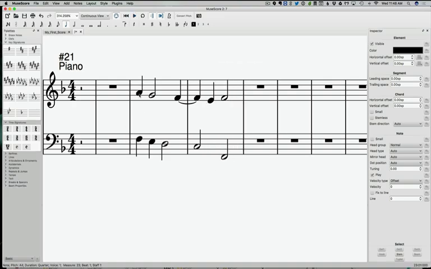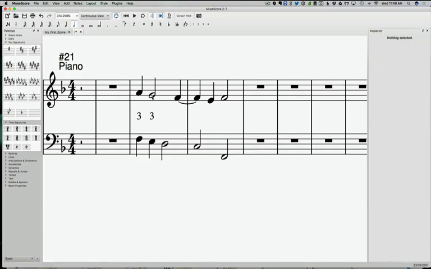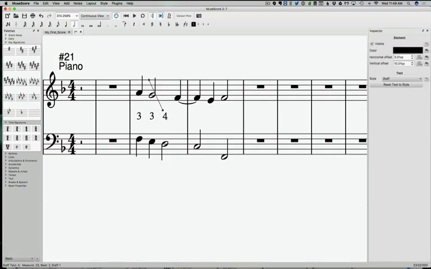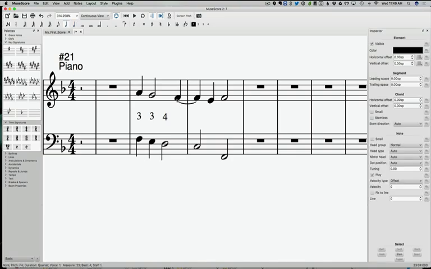Okay, let's label our intervals here. So we're in the key of F here. So we have F to A, that's a third. Here we have E to G, that is a third. Here we have D to G. So that is a fourth, so a dissonance here. So that's going to be a suspension, but that's okay.